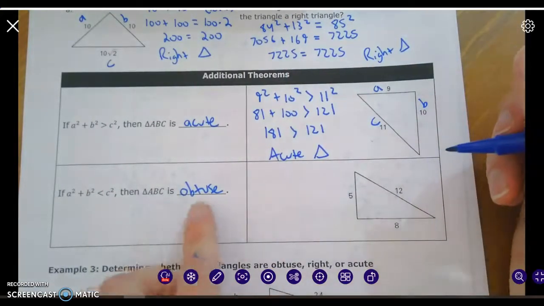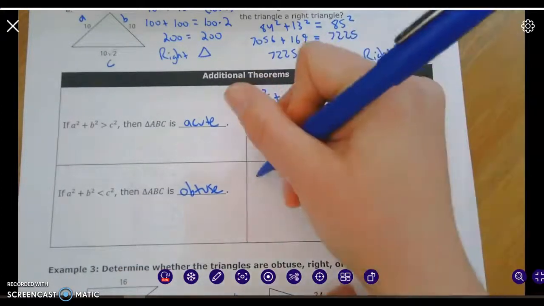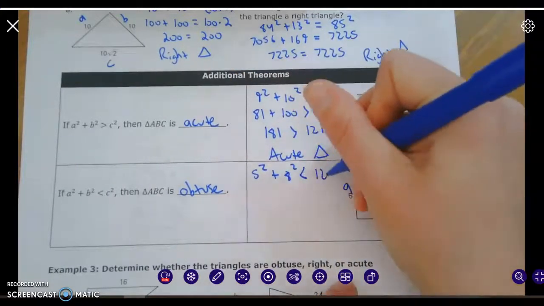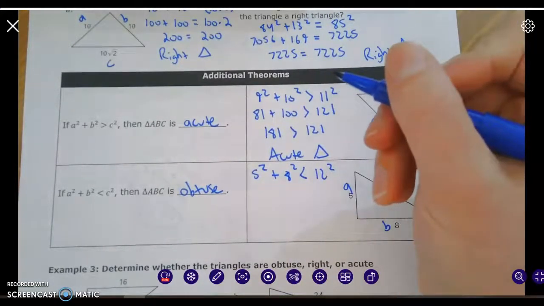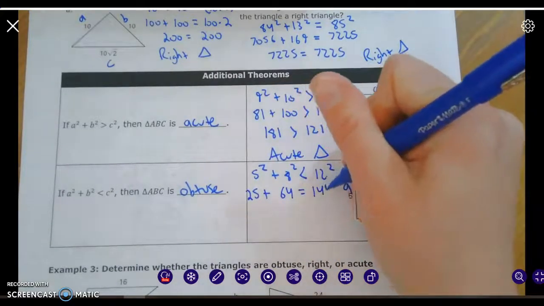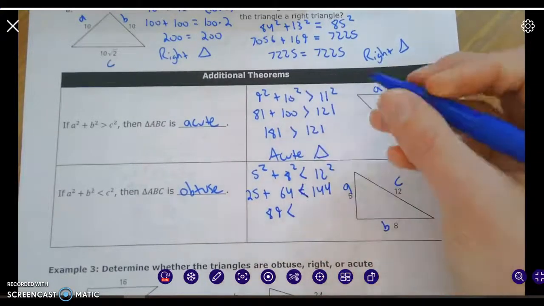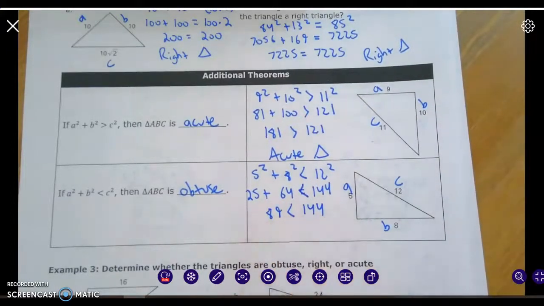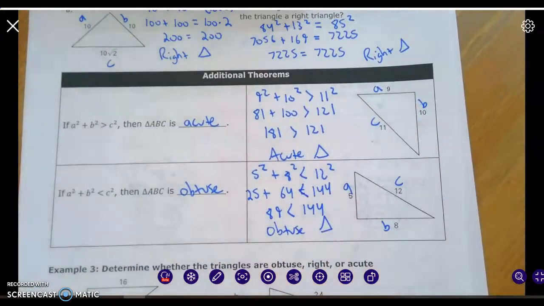Okay, so let's see what happens when it looks obtuse. So we have A, B, and C. So we have 5 squared plus 8 squared is less than 12 squared. So we get 25 plus 64 equals 144. So 89 is, sorry, this should be less than, is less than 144. So since that's what happened, we have the less than symbol. This is an example of an obtuse triangle.